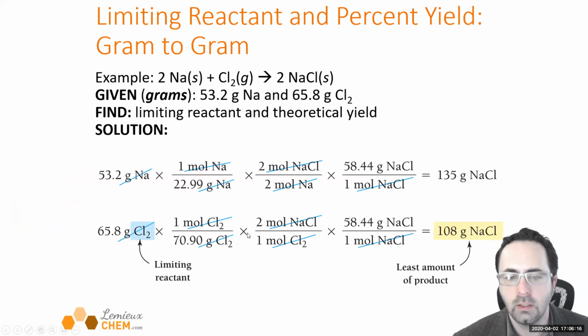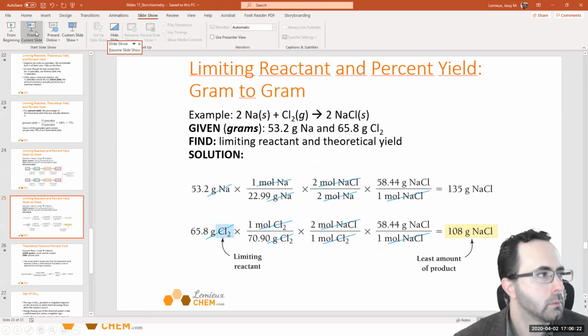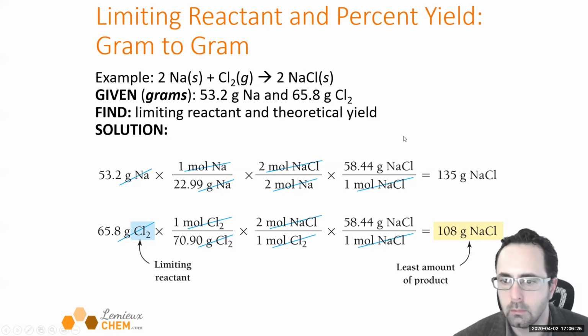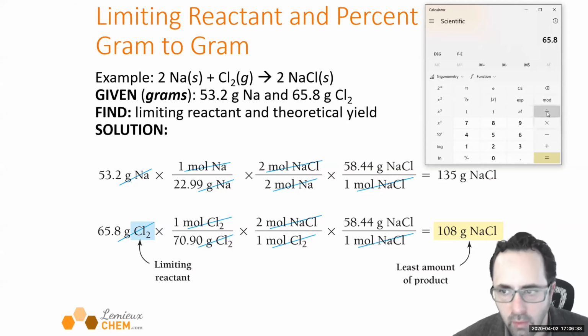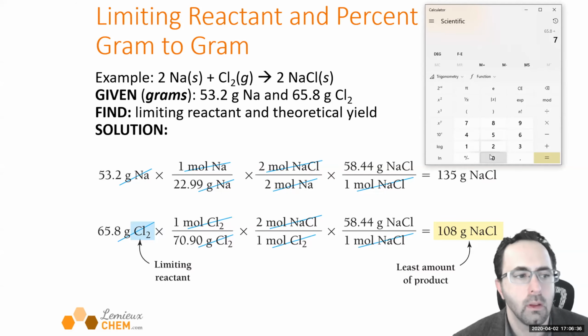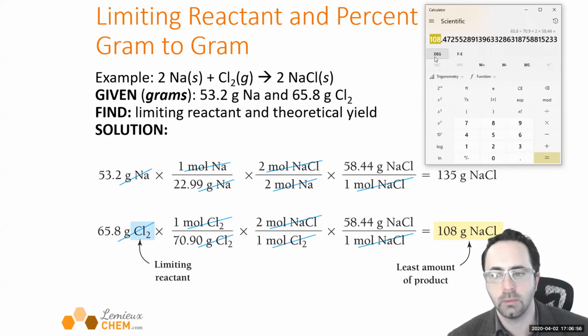Okay, so let's do the calculations now for the bottom row. It's going to be 65.8. Then we press divide since 70.9 is on the bottom. Then the 2 on the next one here is on the top, so times 2. And then the 58.44 is on the top, so times 58.44. We get, to 3 sig figs, 108 grams.